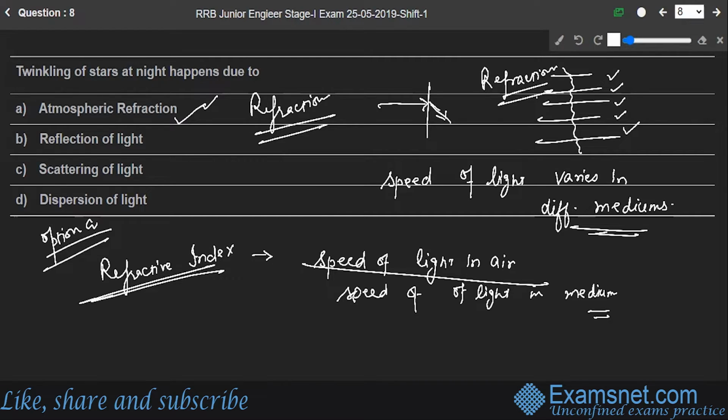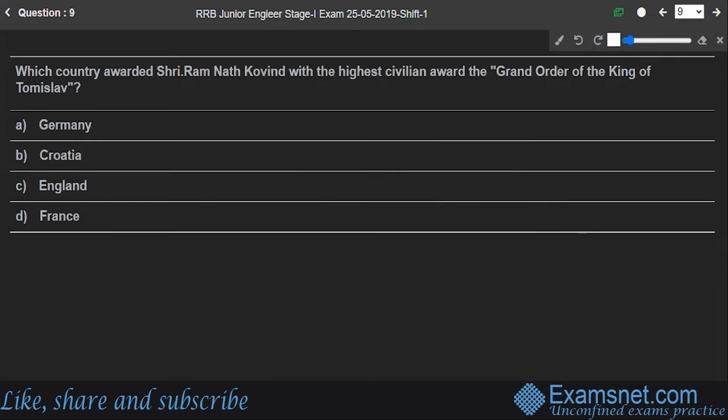Hope you understood that. Let's move to the next question, number 9. It says, which country awarded Sri Ram Nath Kovind with the highest civilian award, Grand Order of the King of Tomislav? Is it Germany, Croatia, England, or France? The right answer to the question is option B. Croatia awarded Sri Ram Nath Kovind with the highest civilian award of the Grand Order of the King of Tomislav.